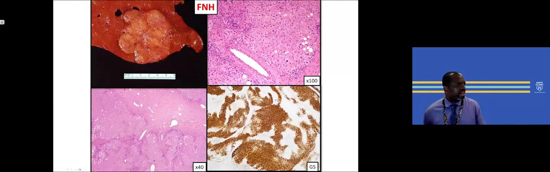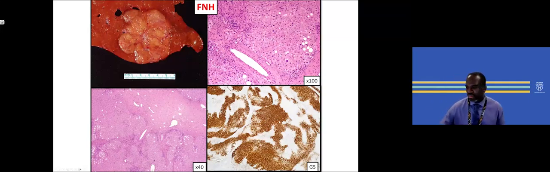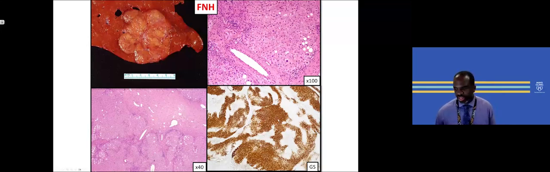Here's a panel showing the classic features of focal nodular hyperplasia. Here is the gross image with that central scarred area. You can see the nodularity here. And again, in the panel just beneath, you can see this nodularity that just comes out in a striking way microscopically. Here, again, adjacent to the scarred area. And you can see this map-like or geographic expression of glutamine synthetase, which captures the diagnosis.